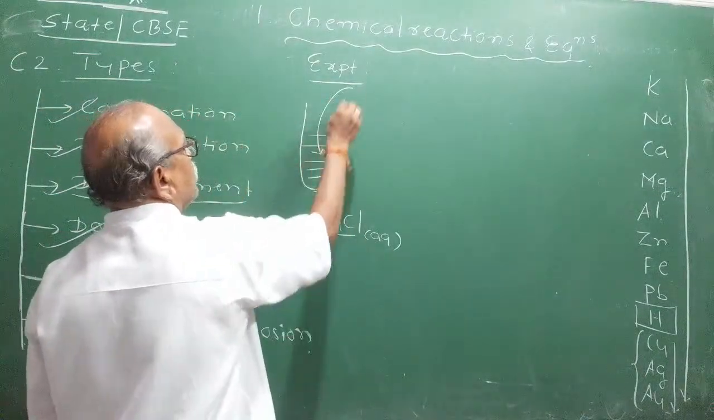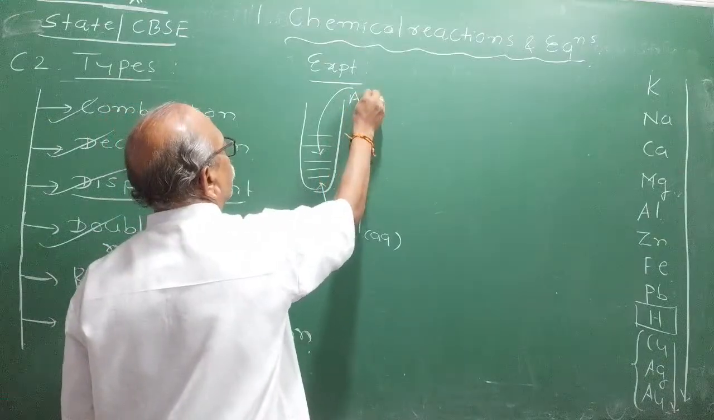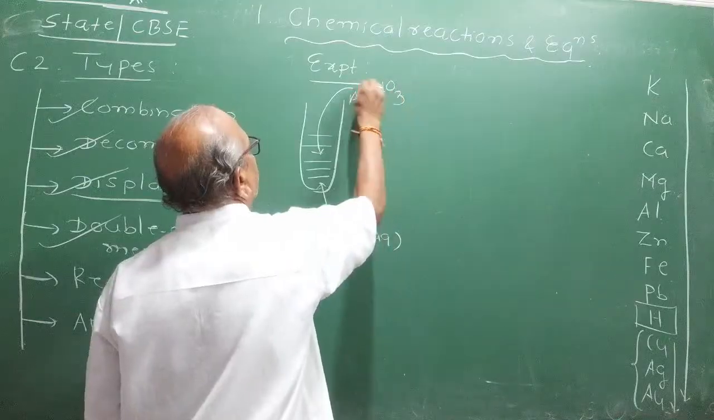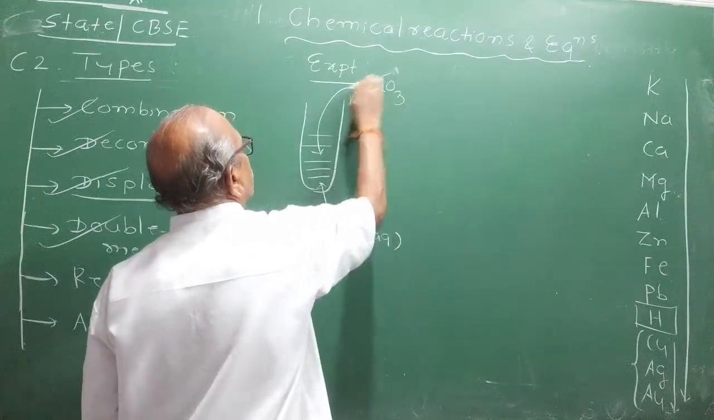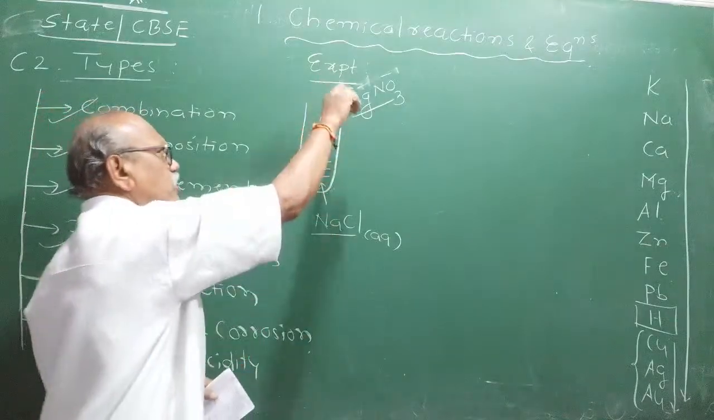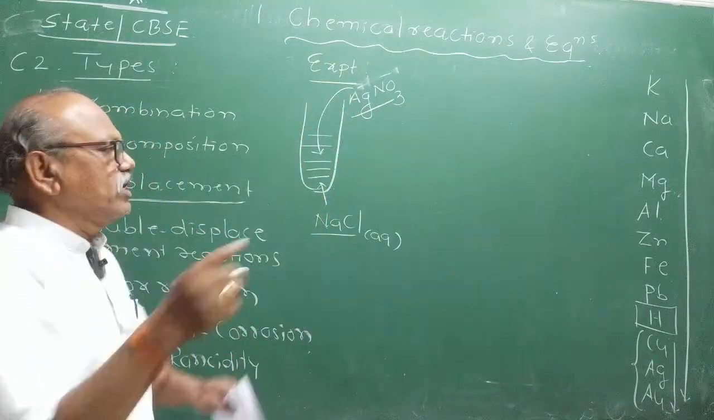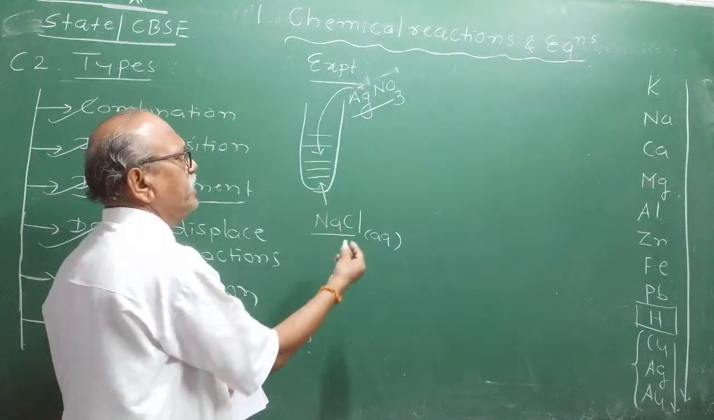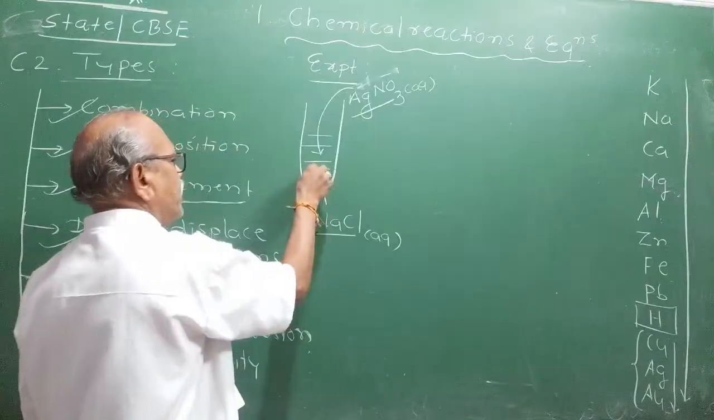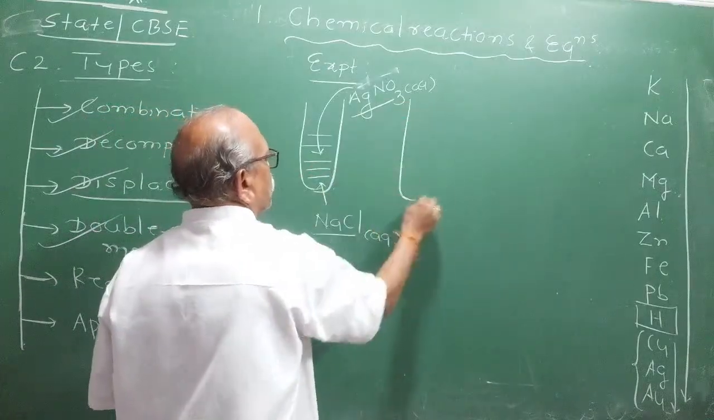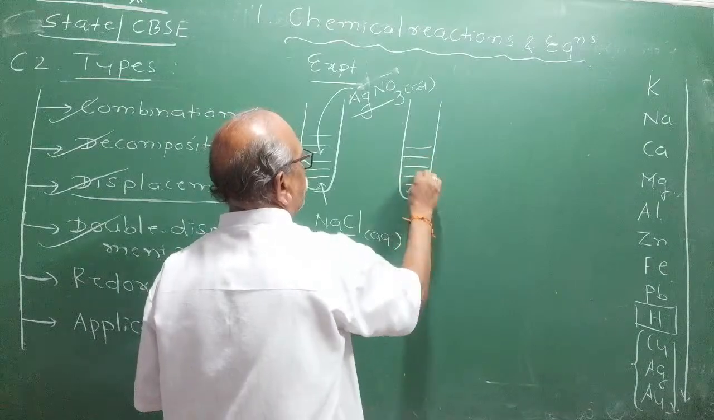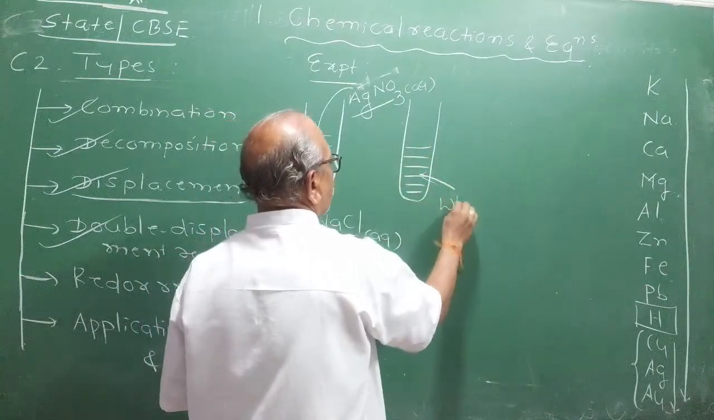Add some silver nitrate. What is the formula of silver nitrate? Silver Ag, nitrate NO3. Formula Ag plus 1, NO3 minus 1. Given the name, you should be in a position to write the formula. Given the formula, you should be in a position to write the name. You add some silver nitrate solution. What is your observation? Immediately you will get a white colored precipitate.